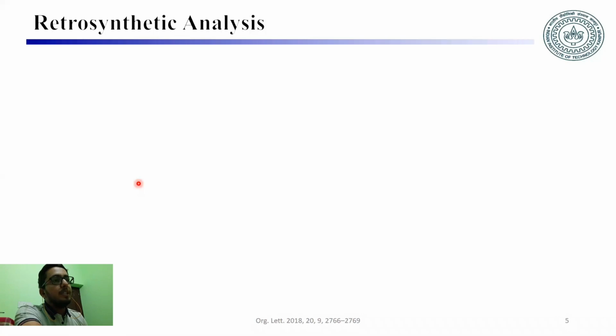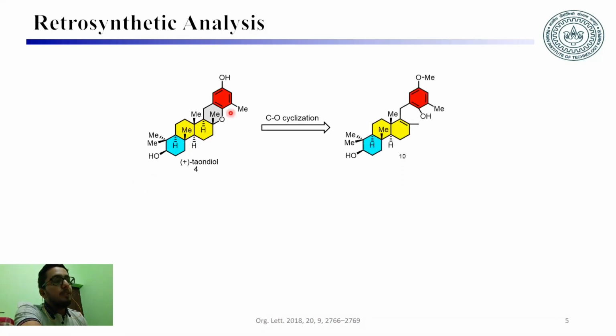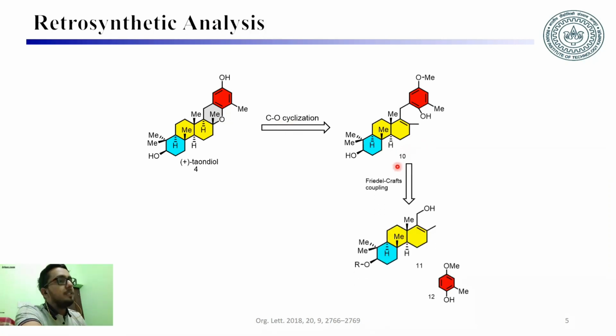We will now see the retrosynthesis analysis of this molecule. As we see the structure of this molecule, we have a heterocyclic ring in between. So the first planning is to dissociate this C-O bond here and generate this molecule 10. And this molecule 10 can be made from molecule 11, which is a tricyclic alcohol having an allylic alcohol at this position, and from molecule 12. So the plan was that we will use molecules 11 and 12, and by using Friedel-Crafts coupling, we will synthesize molecule 10, and on C-O cyclization of molecule 10, we will get this Taondiol molecule.